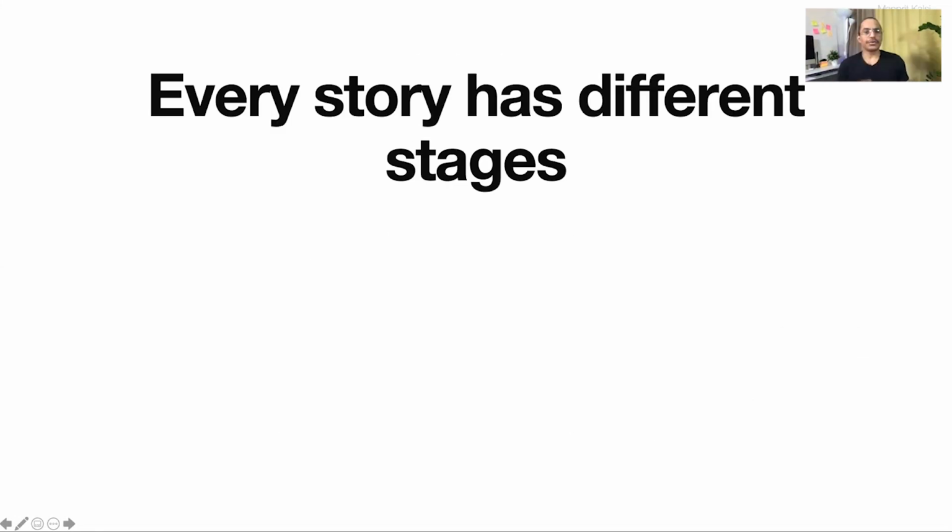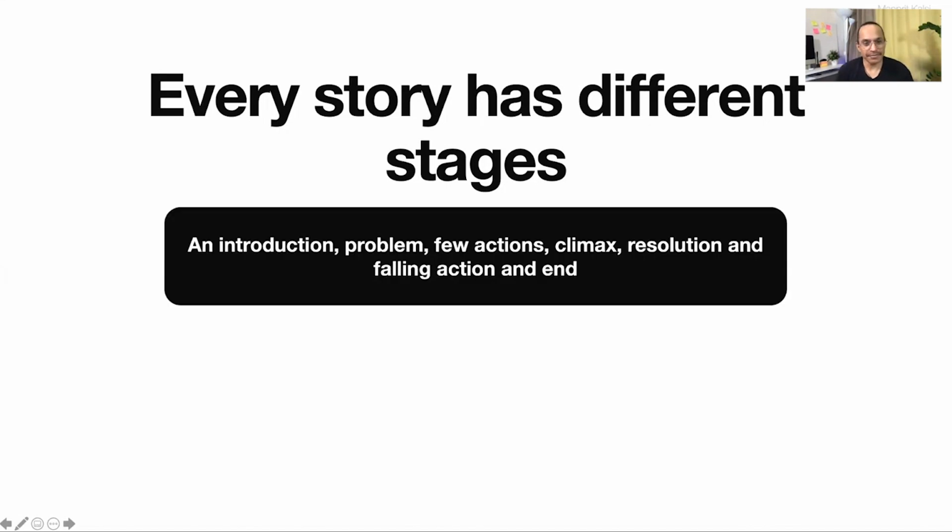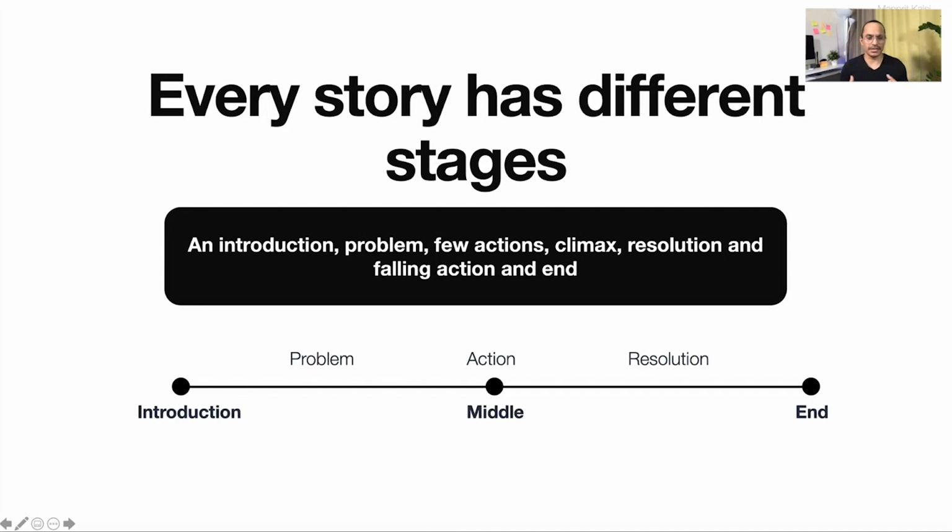We also need to understand a few other things, and that is basically every story has different stages, right? Every story has a beginning, an ending, and all those things. Basically every story has an introduction, then in the middle you see the problems, and after that some action happens, then there's a climax, and at the end there is a resolution. Okay, so this is basically the general flow of the story.